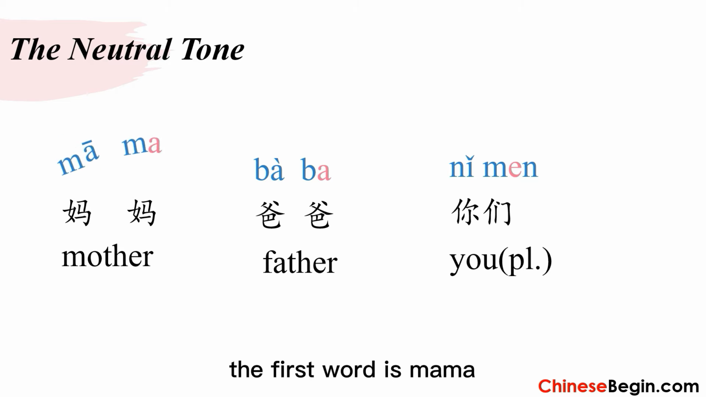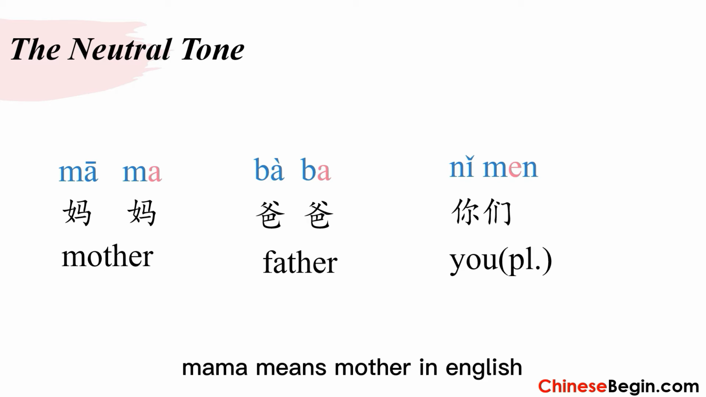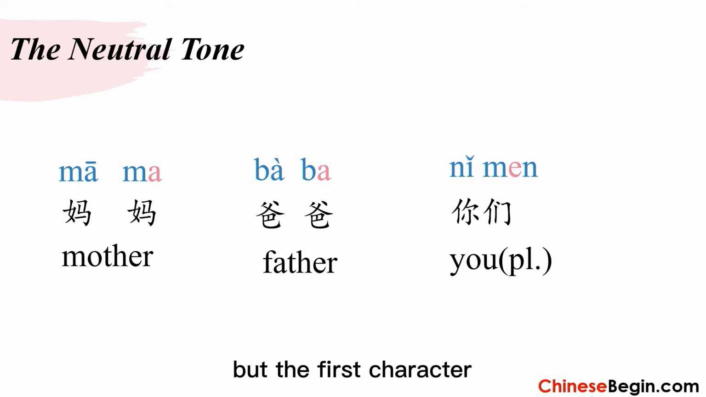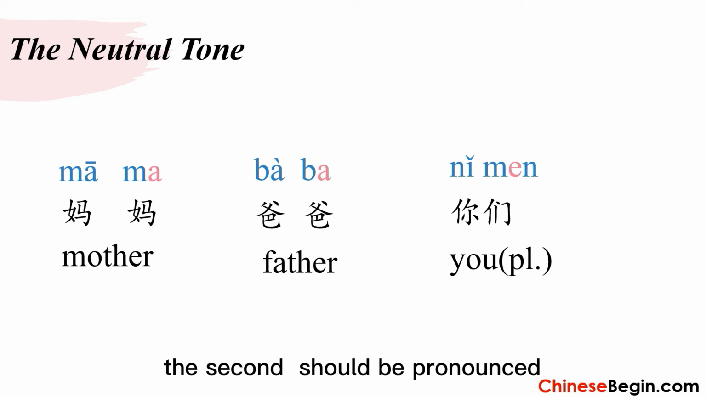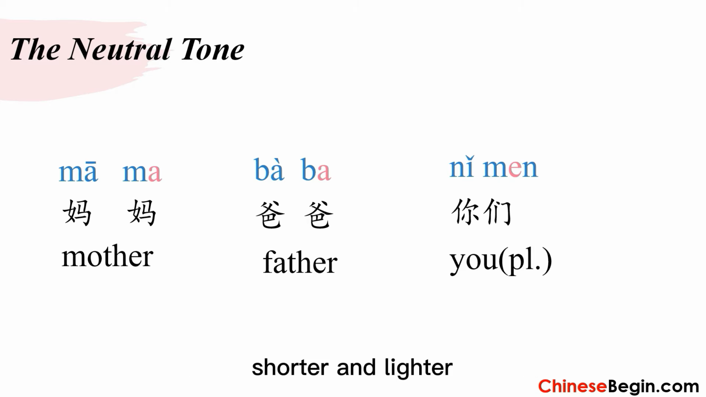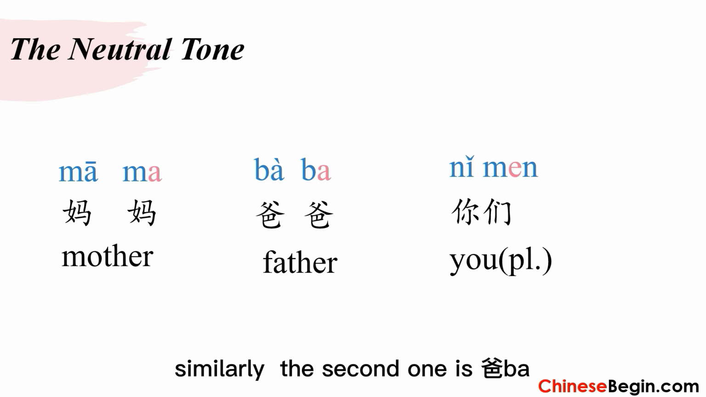For example, the first word is mama. Mama means mother in English, and this word is composed of two characters. They are the same, but the first character ma has the first tone, and the second ma has no tone mark. So the second should be pronounced shorter and lighter than the first one. These two characters are pronounced together as mama.